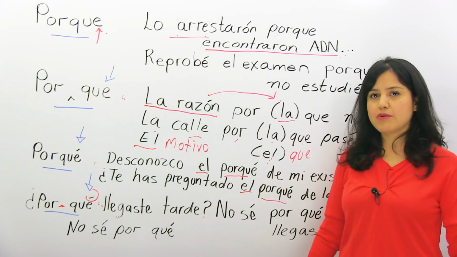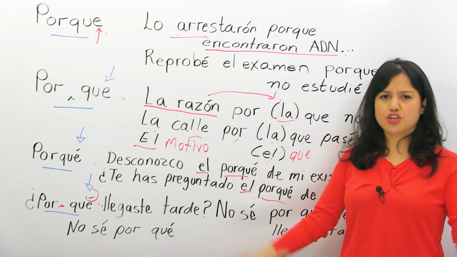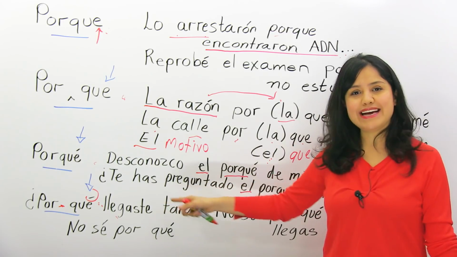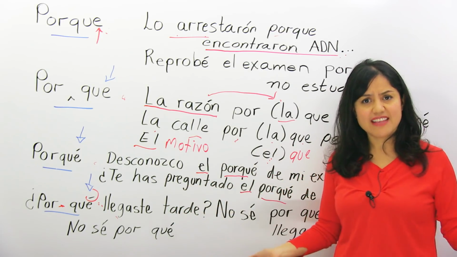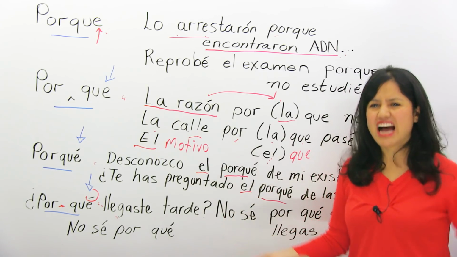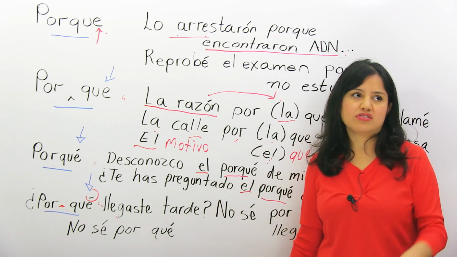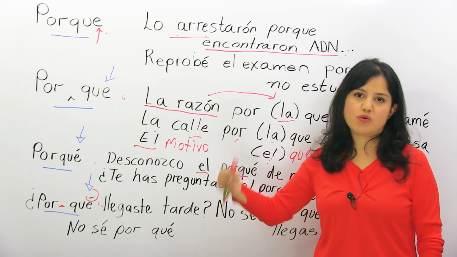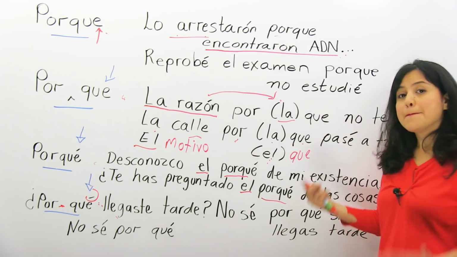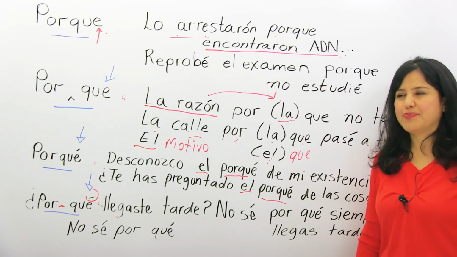Now, this example I wrote, I said, ¿por qué llegaste tarde? Why did you arrive late? ¿Por qué llegaste tarde? No sé, se me hizo tarde, el autobús no pasaba y luego me encontré a Juanita y platicamos y luego me tomé un café y luego bla, bla, bla. ¿Por qué llegaste tarde? Now, that's a question, straightforward a question.